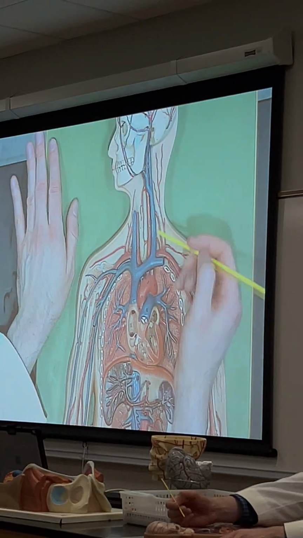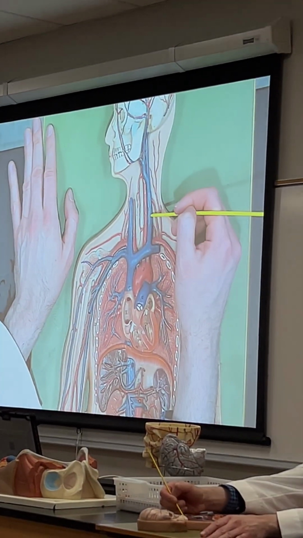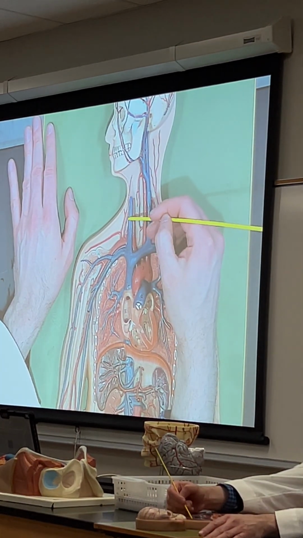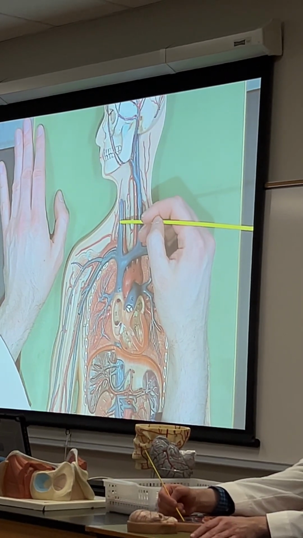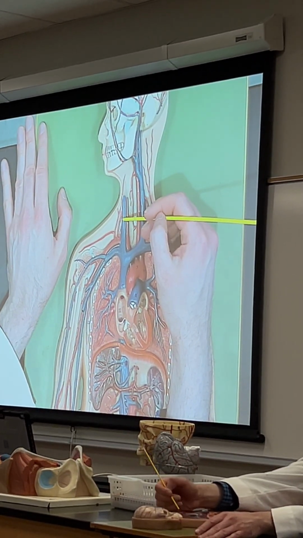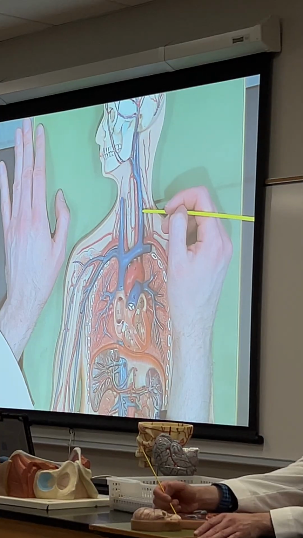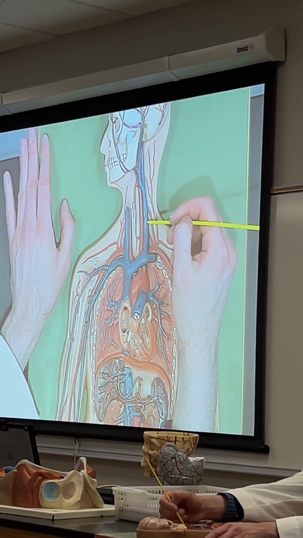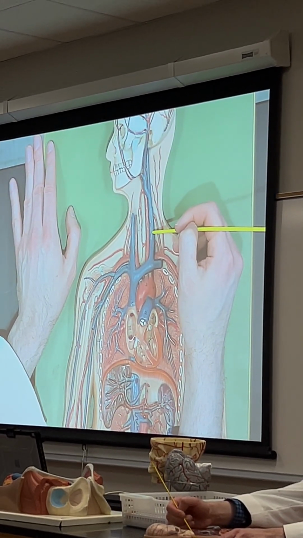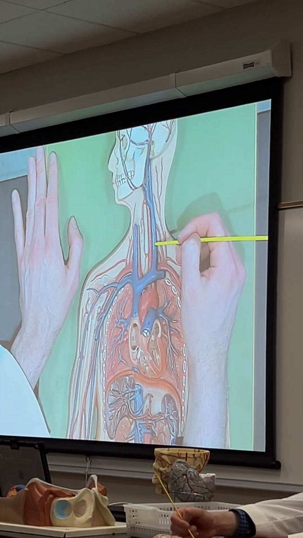Let's talk about the veins now. So you can only see the internal jugular veins here in this model. So this is the right internal jugular vein traveling alongside your right common carotid artery. And then this is the left internal jugular vein traveling alongside your left common carotid artery.